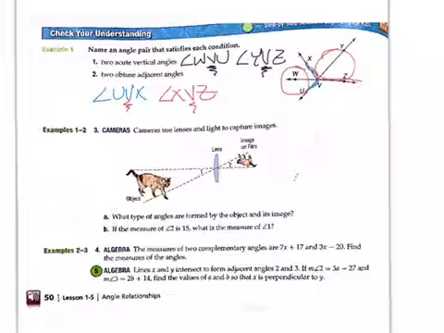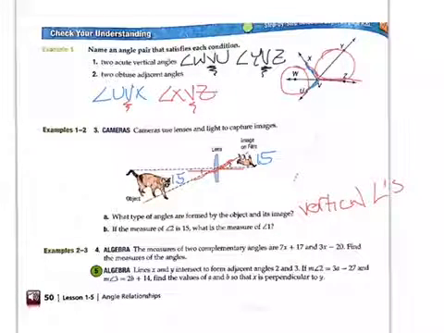It says in question A, what type of angles are formed by the object and its image? So if you take the object angle here and the image angle here, those are vertical angles. What do we know about vertical angles? We could also say they are congruent. We know vertical angles are congruent from earlier. So it says if the measure of angle 2 is 15, what is the measure of angle 1? So we just got through saying they're congruent, so it must be 15 as well. Okay.